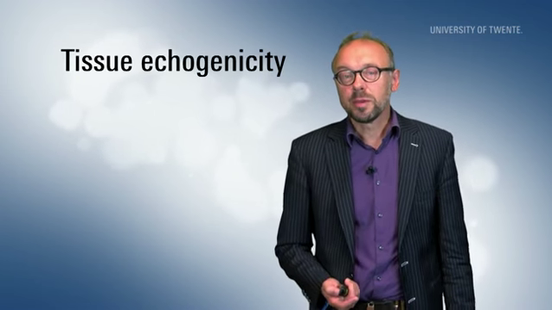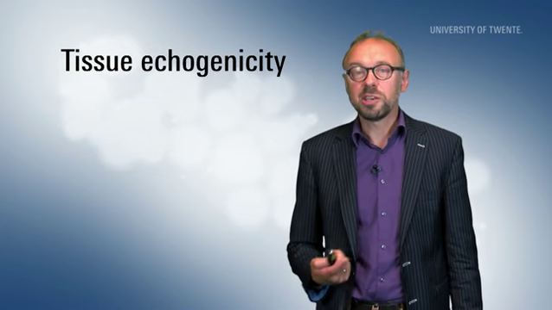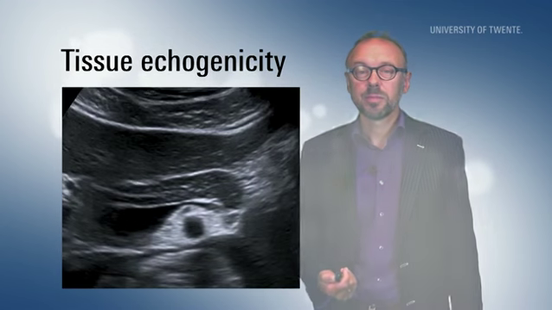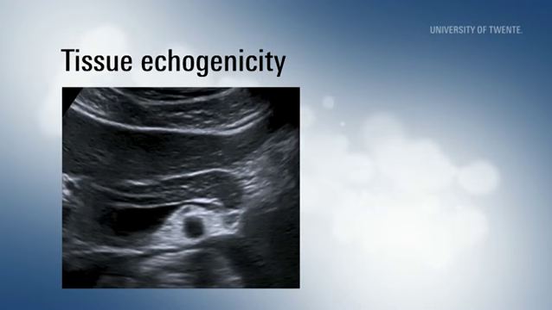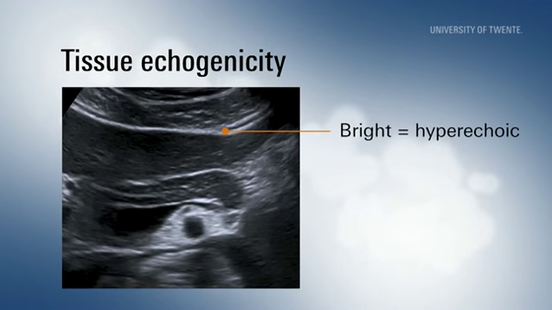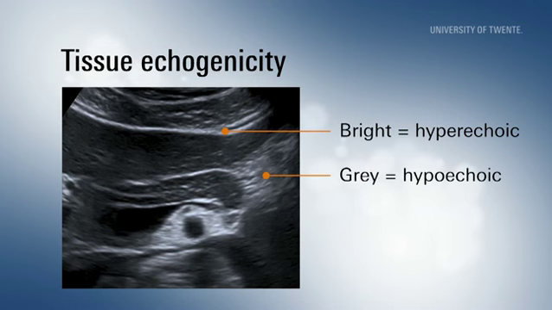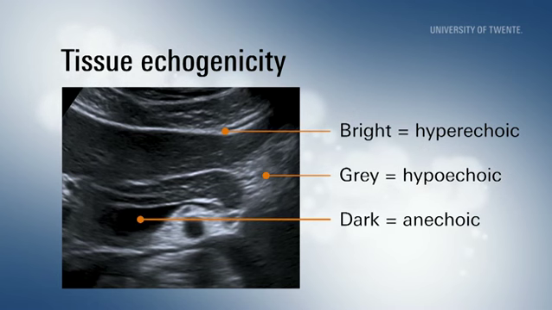First of all, ultrasound images are often commended for their so-called tissue echogenicity. There are certain regions in the image which are bright. These are regions with a large echo, and they're called hyperechoic, such as in this case. Other regions are more grayish. They are called hypoechoic. They have a little bit lower echo, like at this location. And there are even regions in the image which might be completely dark. They don't show any echo, and these regions are called anechoic.